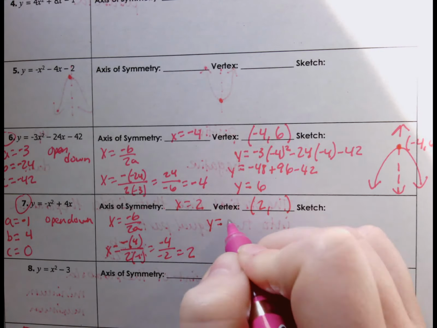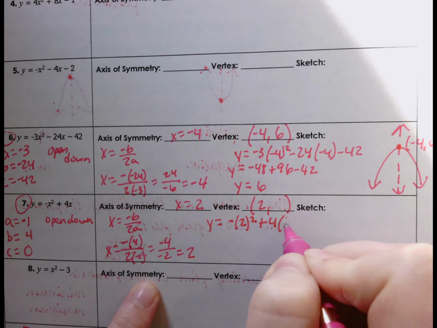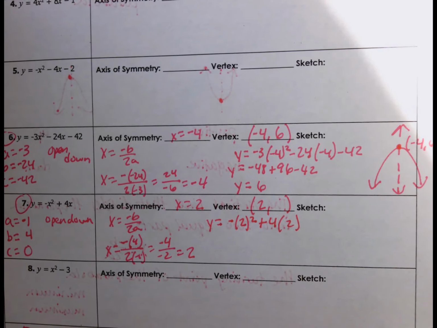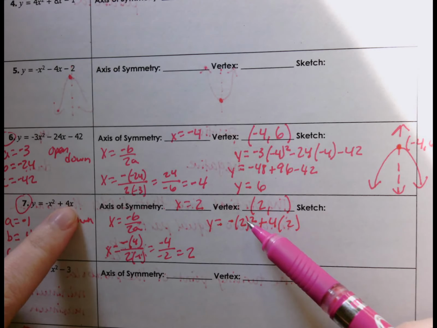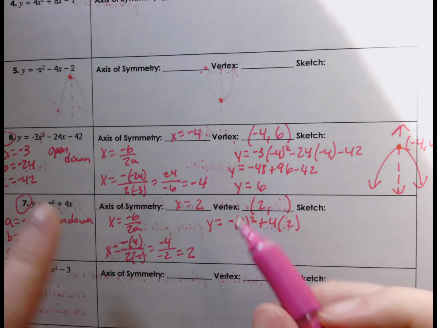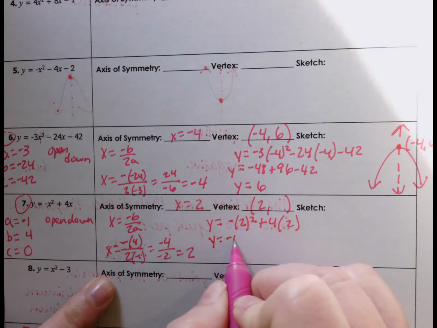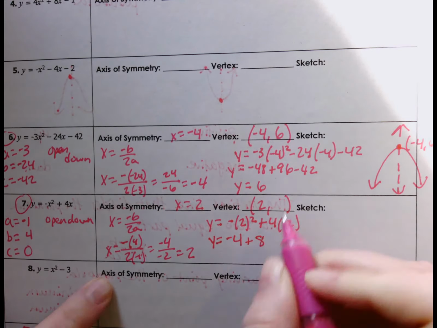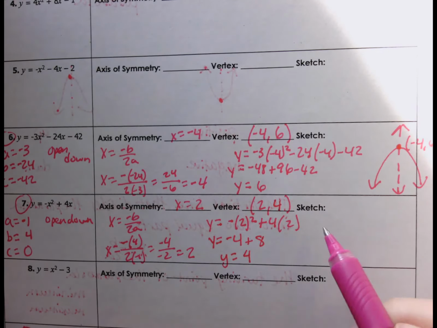So y is equal to negative 2 squared plus 4 times 2. So this is another time that you have to make sure that you're putting your numbers in parentheses when you're substituting them. Because if you don't, negative 2 times negative 2 is a positive 4. But that is not what this is. This is not negative 2 squared. It's 2 squared with a negative in front of it. So it's actually going to be 2 times 2, which is 4, with that negative in front of it. So it's going to be negative 4 here plus 8. And when you simplify that, you get that y is 4. So your vertex here is going to be at 2, 4.